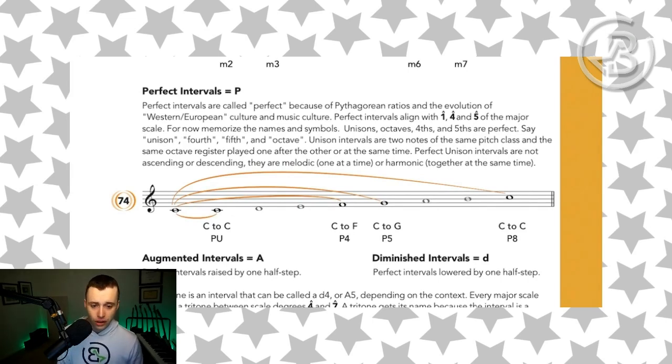In summary, in this lesson, you learned about perfect intervals, and the quality of these intervals is perfect, and that's a new quality that you have not seen before, but you just learned about now. Unisons, fourths, fifths, and octaves are all perfect when they come from the major scale. Unison notes are two notes that are exactly the same. They are the same pitch class and the same octave register. I will see you in the next lesson.